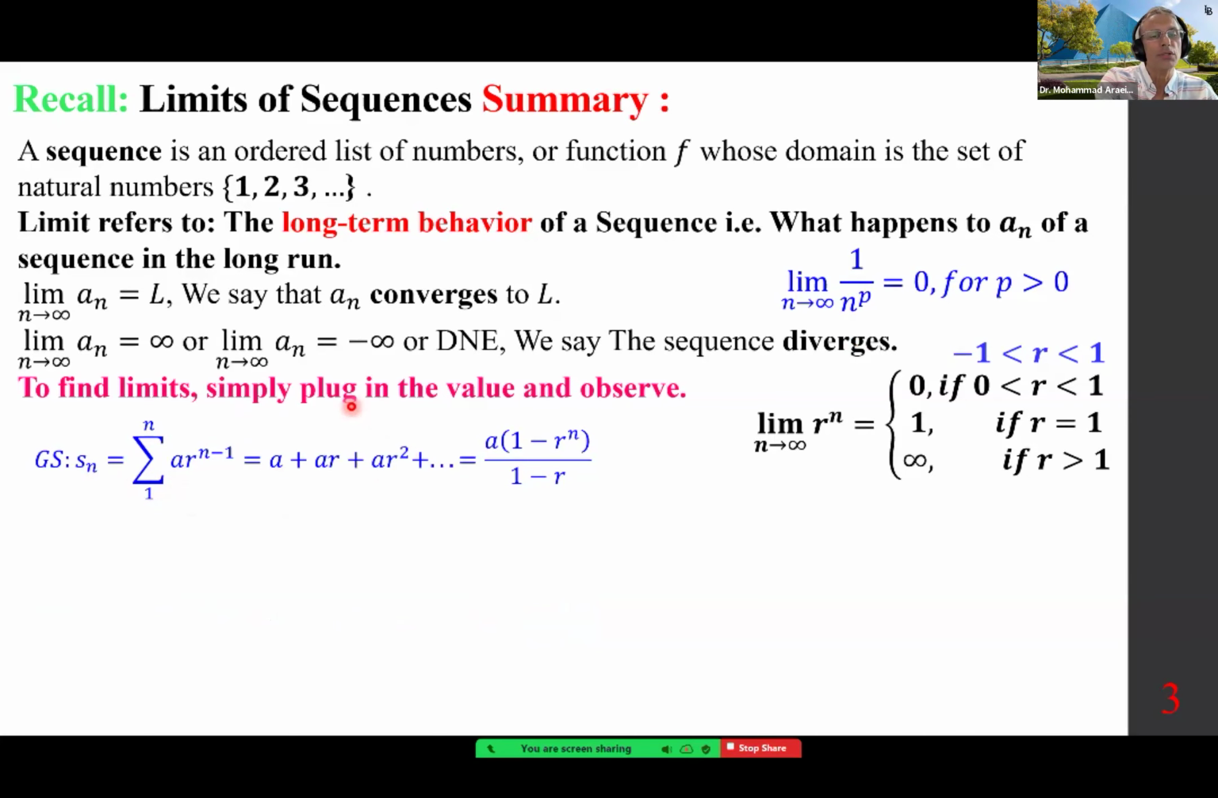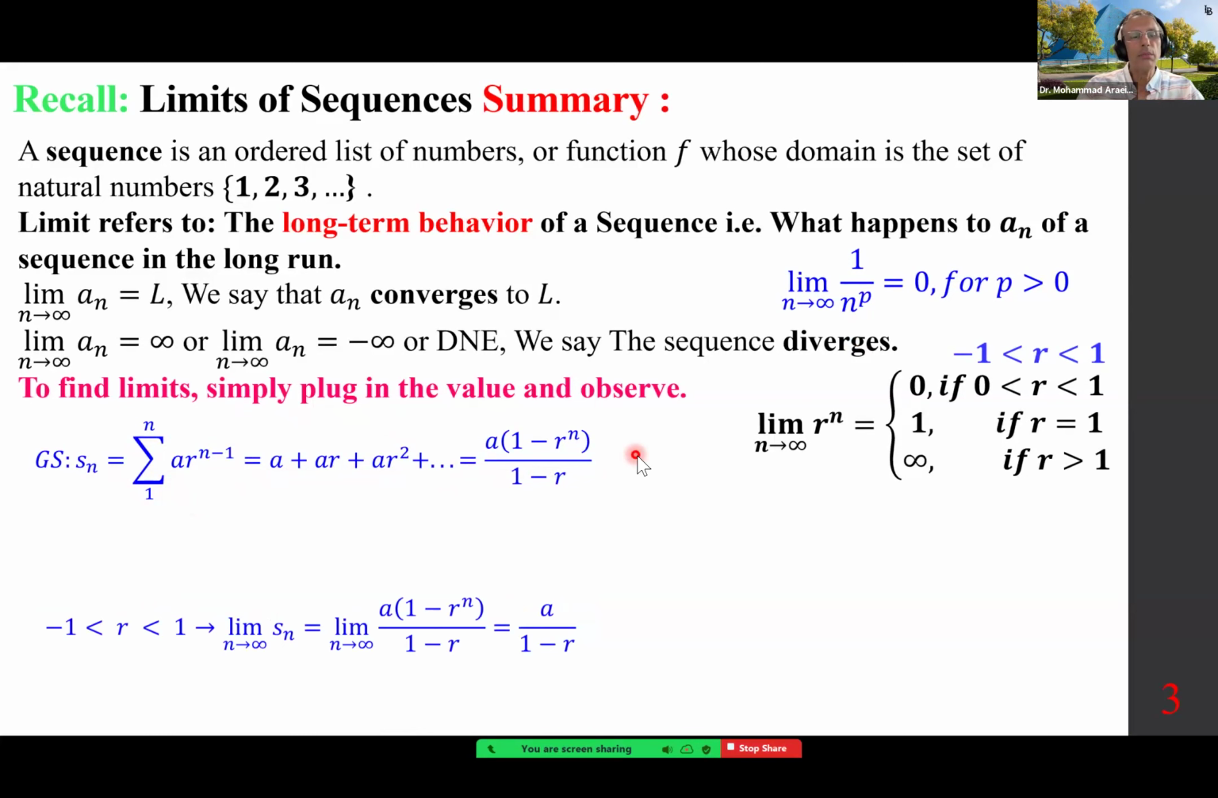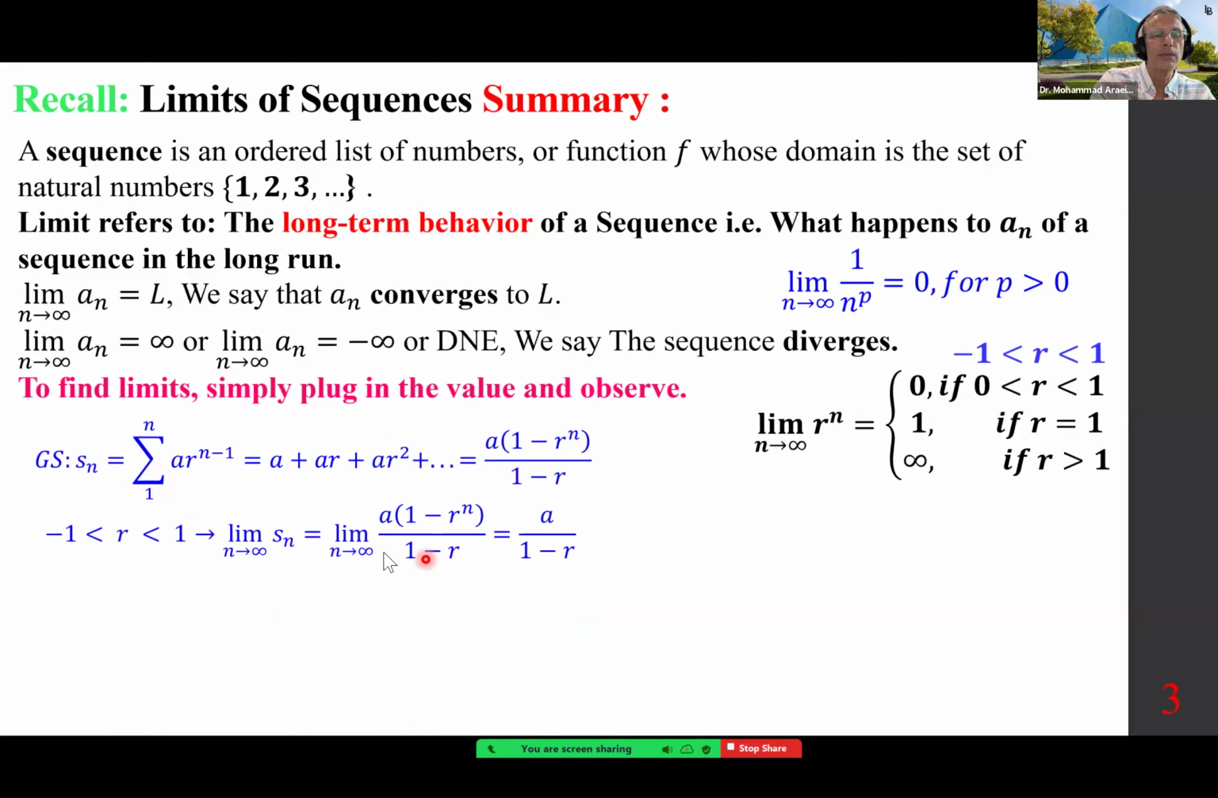A geometric sequence, a r to the power of n minus 1, if we add them up, becomes a geometric series, a plus a times r plus a r squared and so forth, which has this sum: a times 1 minus r to the power of n over 1 minus r. And if we want to take a limit of this expression and let n go to infinity, when r is between negative 1 and 1, r to the power of n goes to 0, and it becomes a over 1 minus r.